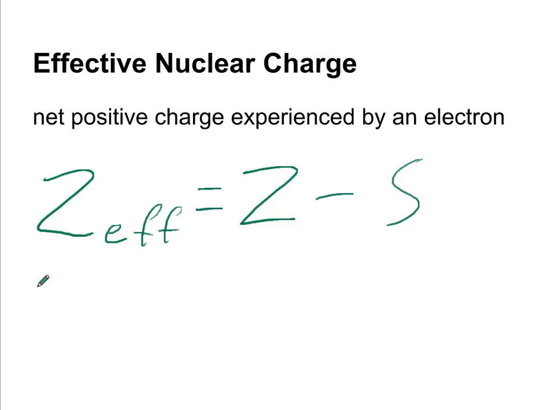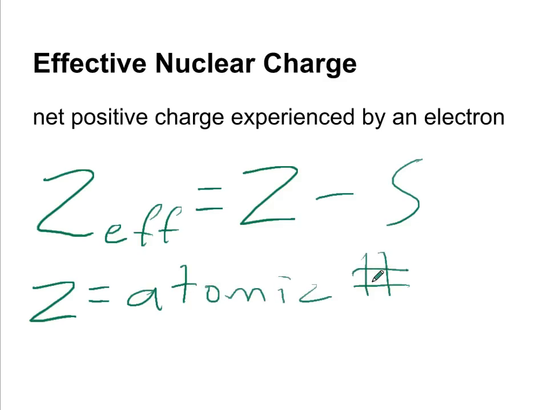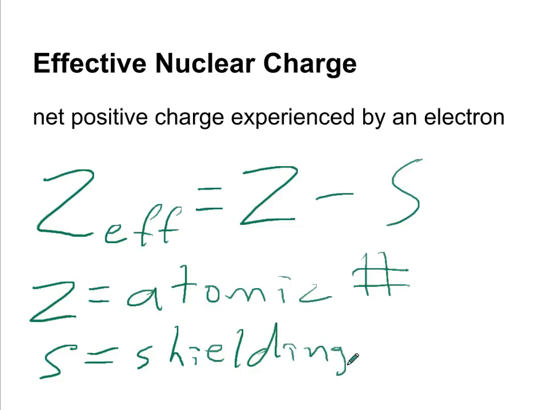Z is simply the atomic number of an element, or the number of protons in that element, and S stands for shielding electrons. A shielding electron is an electron that is between a valence electron and the nucleus. It is shielding an electron from the positive charge of the nucleus.